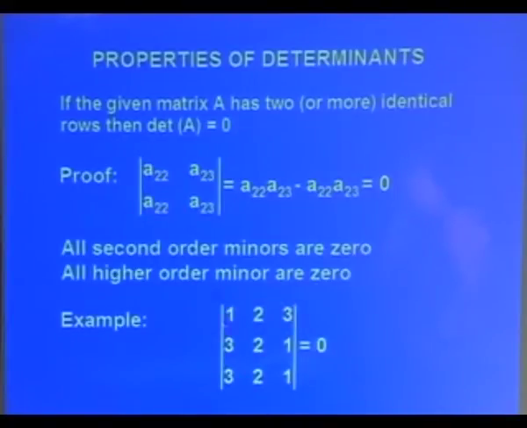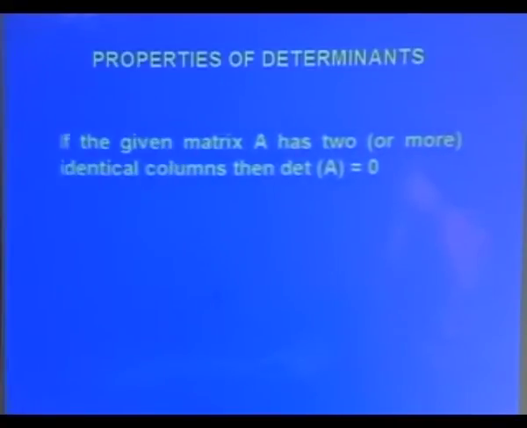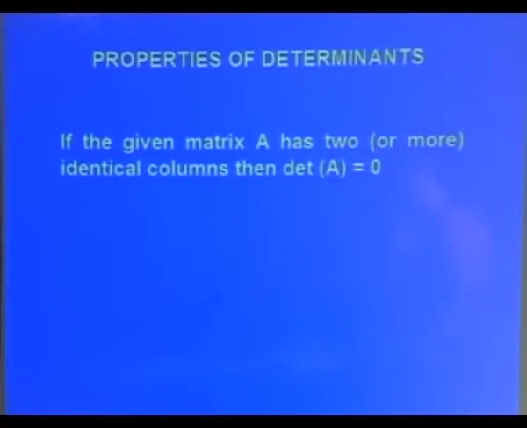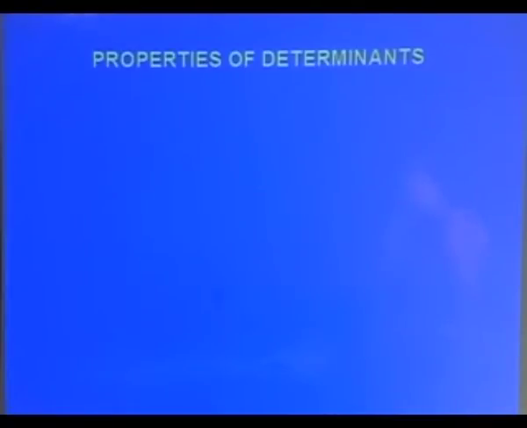For example, in this particular matrix, the second row and third row are identical, and that is why if you evaluate it, the final result will be 0. The next property says that if the given matrix A has 2 or more identical columns, then determinant A is 0. So earlier we have proved it for rows, and this we have proved for columns. The proof will go exactly on the same lines as we have done earlier.